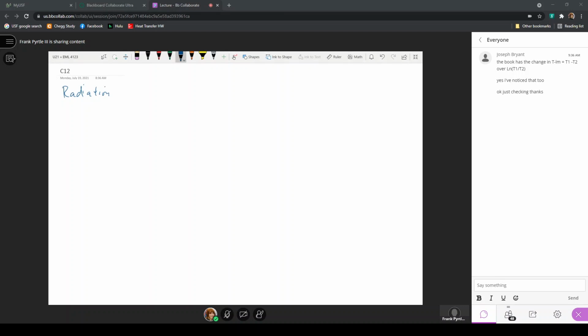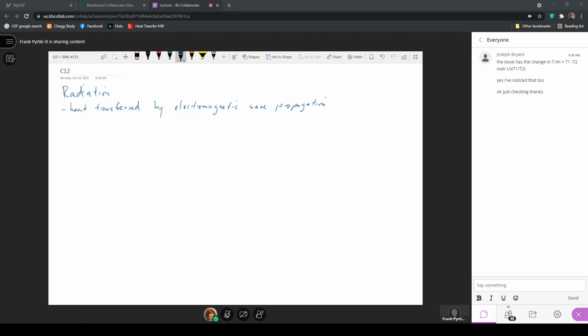When we talk about radiation, this is a mode of heat transfer that is energy or thermal energy that is transmitted or transferred by electromagnetic wave propagation. So here, there's no participating medium.